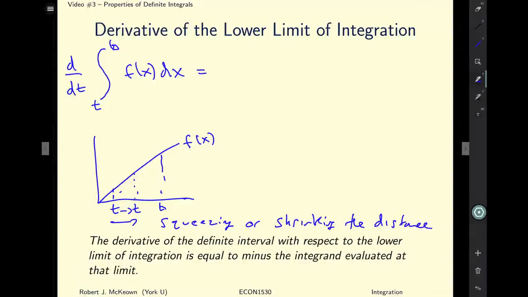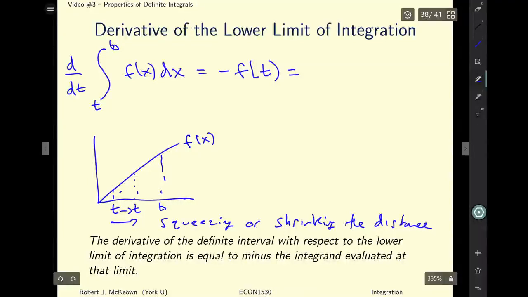And what does that look like going back up to here? What's this going to look like? I'm going to evaluate the function at the negative. So if t is getting larger and b is held constant, we're going to shrink the distance. The distance is going to get shorter. We're going to shrink the area that we're evaluating. And so I'm going to get negative f evaluated at t.